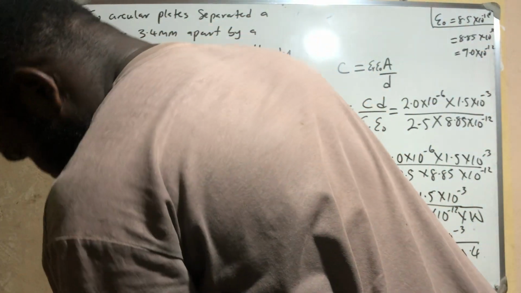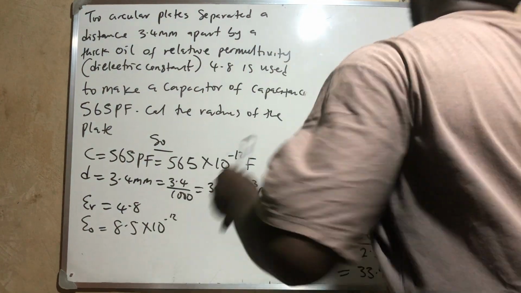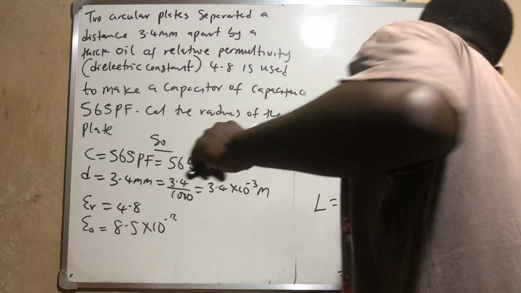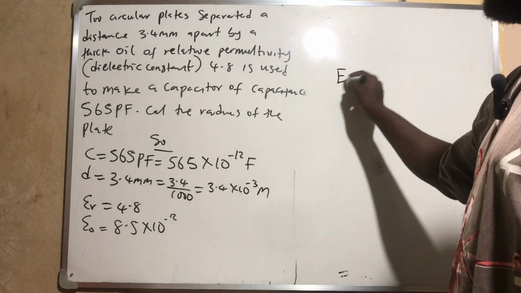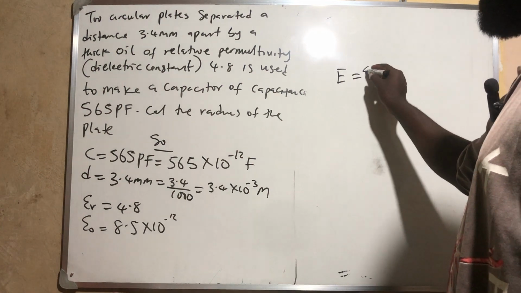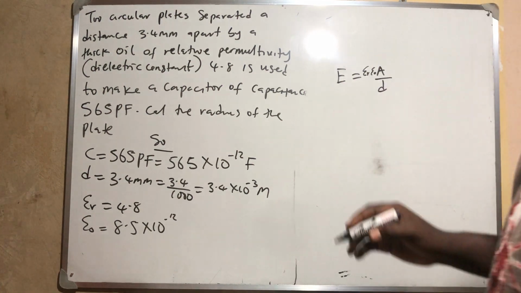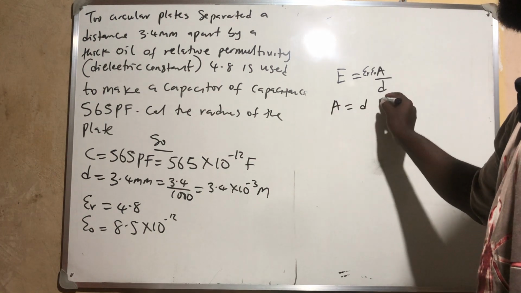So what else? Nothing else. So we are asked to calculate the radius. Before you can calculate the radius, you need the area. So I still know that my C is directly proportional to area, but inversely proportional to distance, where I have my ER and e naught as my constant. So if I need my area, it will now be what?